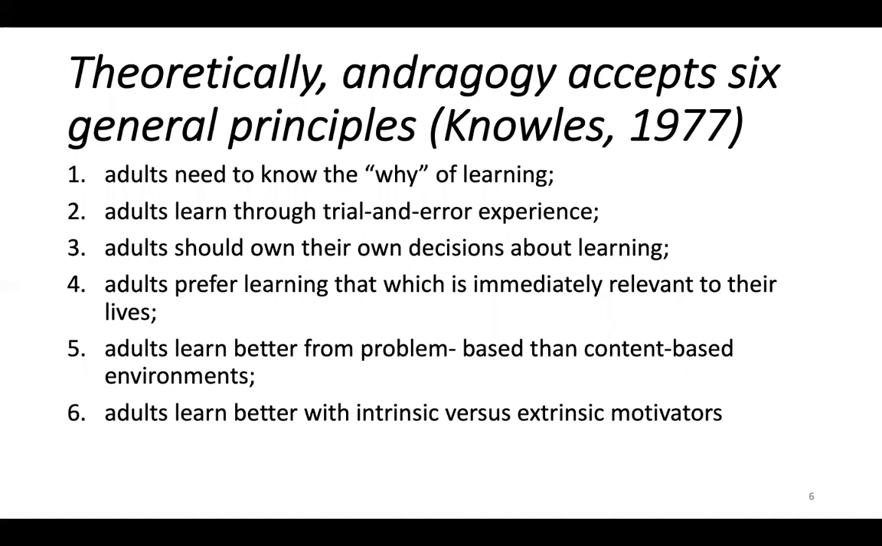Another author describes it this way: adults need to know the why of learning. Adults learn through trial and error, i.e. experience. Adults should own their own decisions about learning. Adults prefer learning that which is immediately relevant to their lives. Adults learn better from problem-based than content-based environments. And adults learn better with intrinsic versus extrinsic motivators. And again, I think this all comes back to this being a student-centered experience.